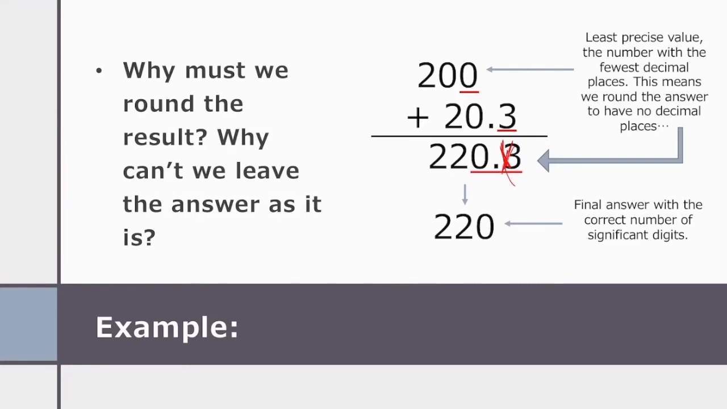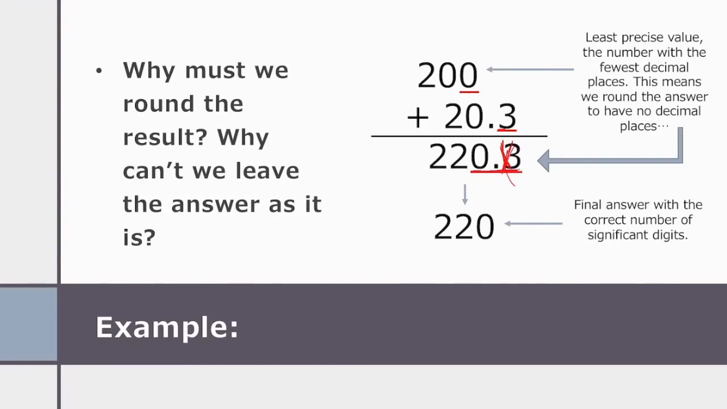So let's go back to that question: why must we round the result, and why can't we leave the answer as is? If you were wondering what these red lines were, remember that the last digit in every measurement is our estimated digit. If we add these together, we end up with 2 digits that contain error in our final answer.